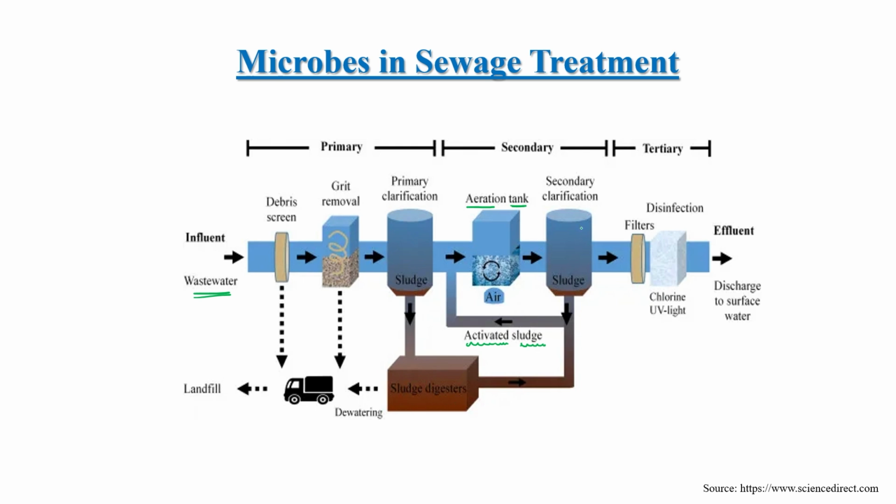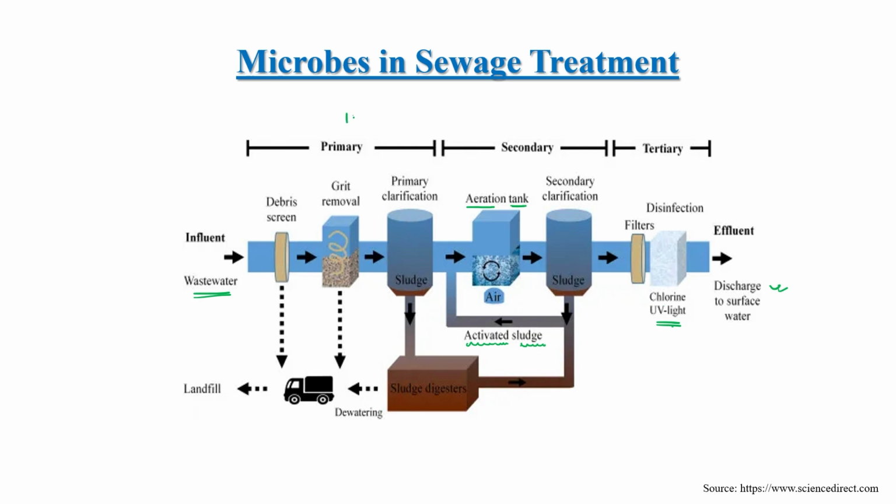After secondary clarification, this effluent again passes through filters and is disinfected through UV lights, and then this treated effluent is discharged to the surface water. So these are the steps mainly involved in a sewage treatment plant.